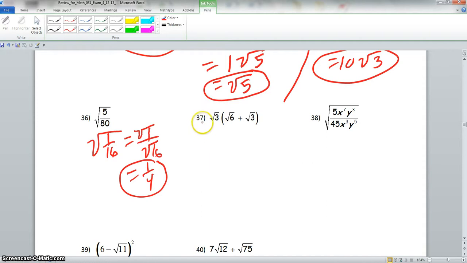Now, we come here to 37. We have the square root of 3 times the square root of 6, which is the square root of 18. The square root of 3 times the square root of 3 is the square root of 9. The highest perfect square in 18 is 9. It has a square root of 2 left over.